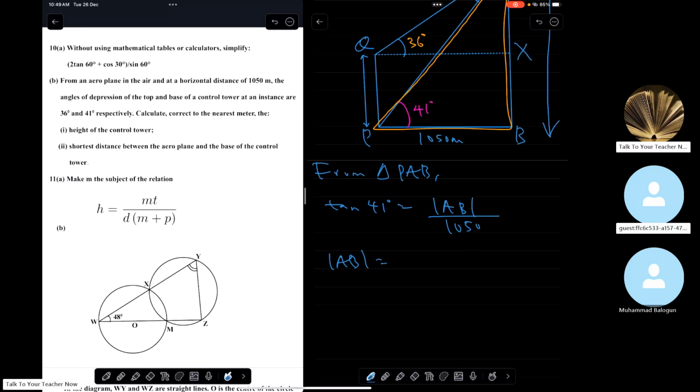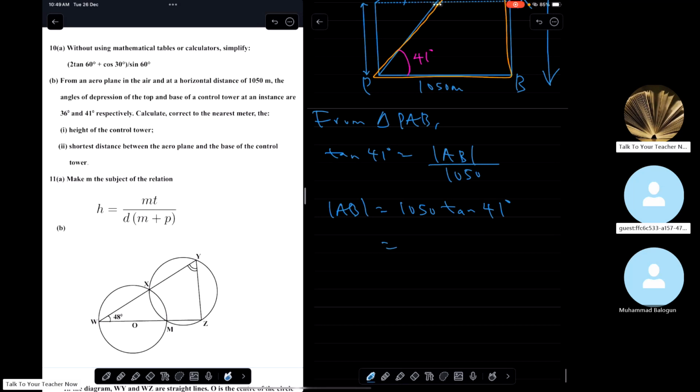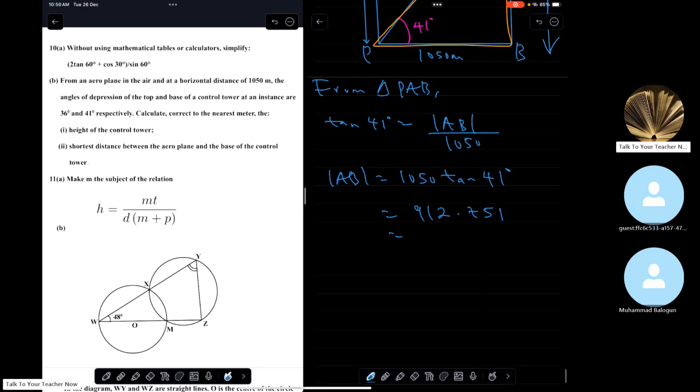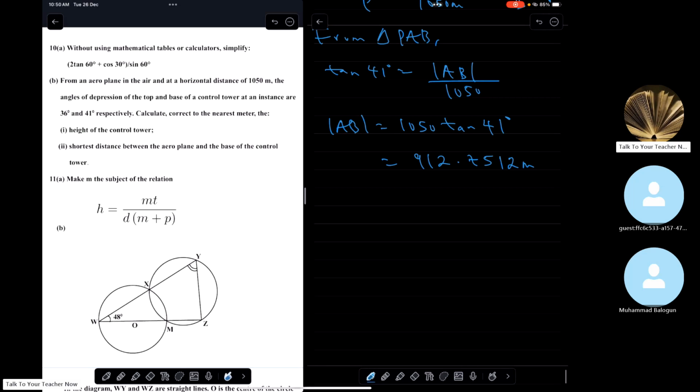What's AB? You shouldn't be that slow. 1050 tan 41 degrees. That's 912.75. Can you give me 3 decimal places? 912.751. And they said we should give an answer correct to... So I want to leave it as 912.751 meters. Exactly. Now, what else do we need?